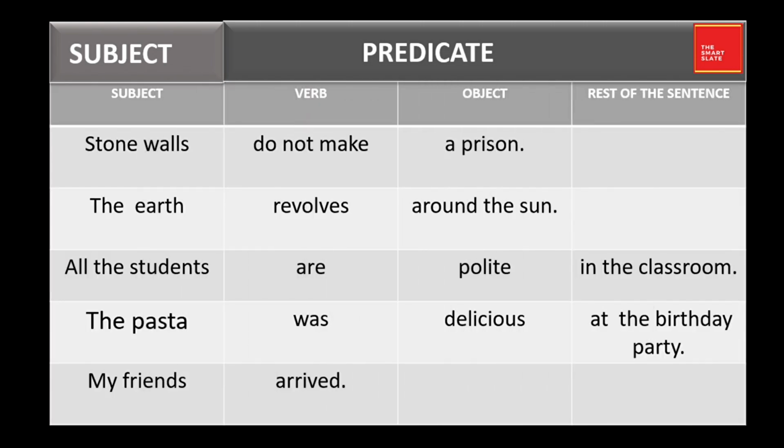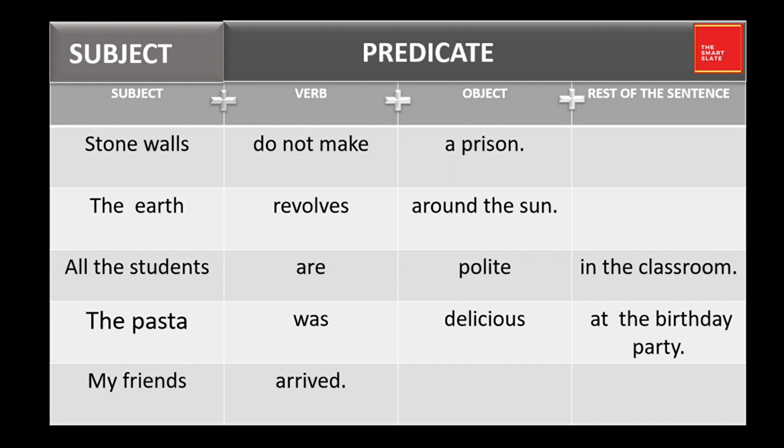Now we'll see the subject and predicate chart here. It is in tabulated form. When you write a sentence, it is a combination of subject plus verb plus object plus rest of the sentence. But the predicate basically consists of verb, object and rest of the sentence. Stone walls do not make a prison. The very first sentence here, stone walls is the subject, do not make is the verb and a prison is an object. The earth revolves around the sun. The sun is the object here.